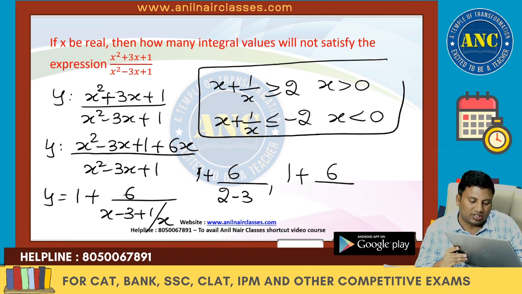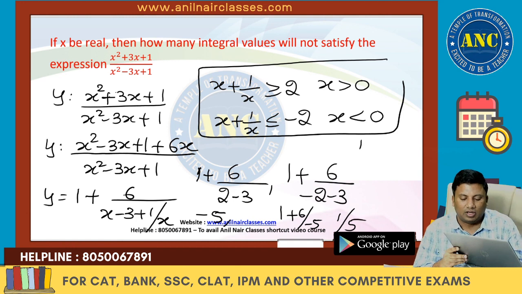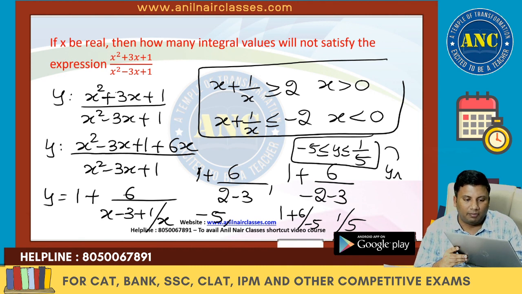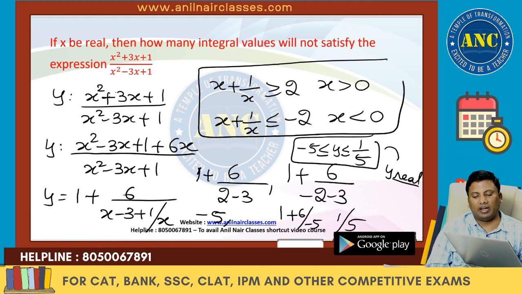1 plus 6 by minus 2 minus 3. 2 minus 3 is minus 1, 1 minus 6, which is minus 5. So 1 plus 6 by minus 5, which is nothing but 1 by 5. So minus 1 by 5 is less than or equal to y, which is less than or equal to 1 by 5. y will be real. So minus 5 to 1 by 5.